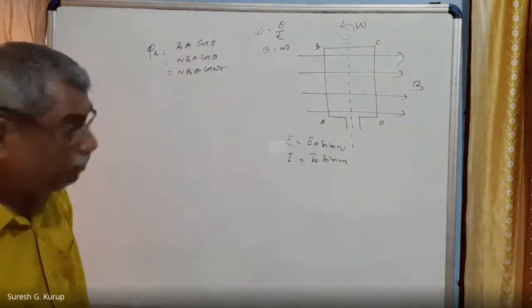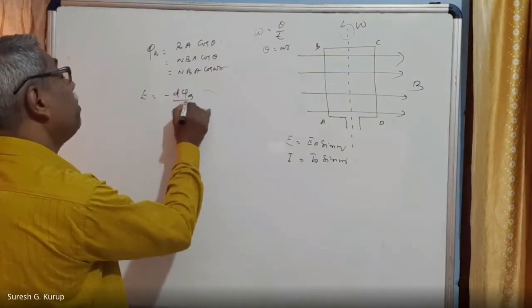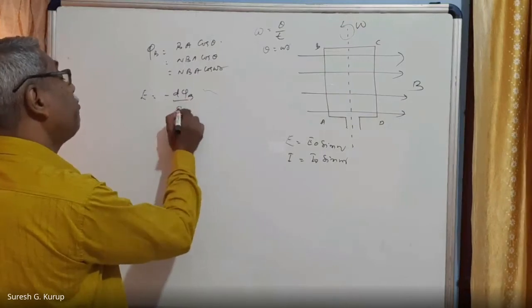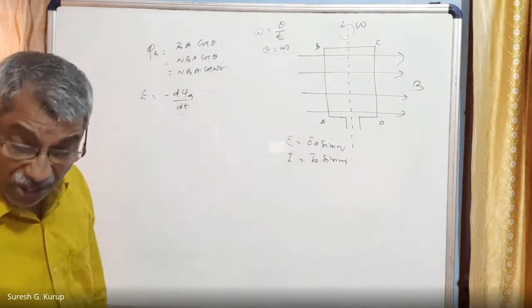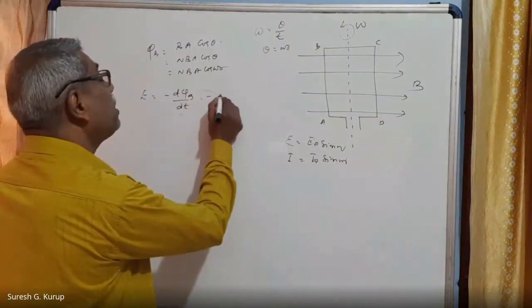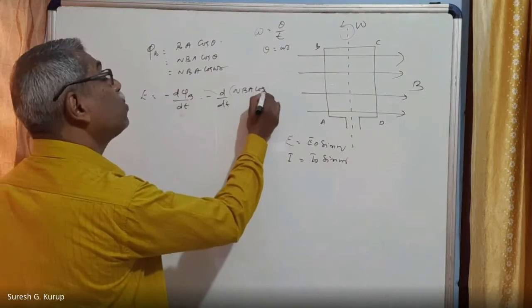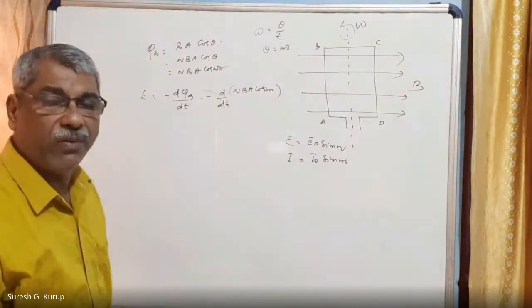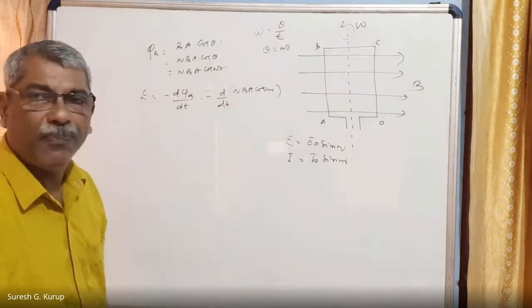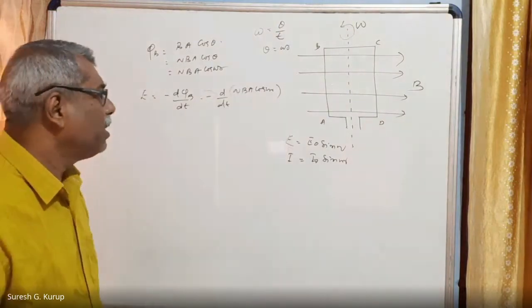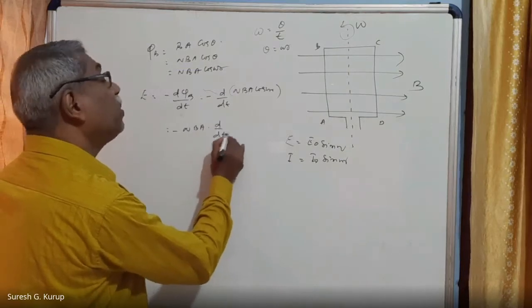Now, induced EMF we can calculate. Induced EMF E is equal to minus d phi B by dt. Rate of change of magnetic flux is equal to induced EMF, right? This is equal to minus d by dt of NBA cos omega t. Rate of change means differentiation, right? That also we have studied in the previous year. This is equal to negative NBA into d by dt of cos omega t.